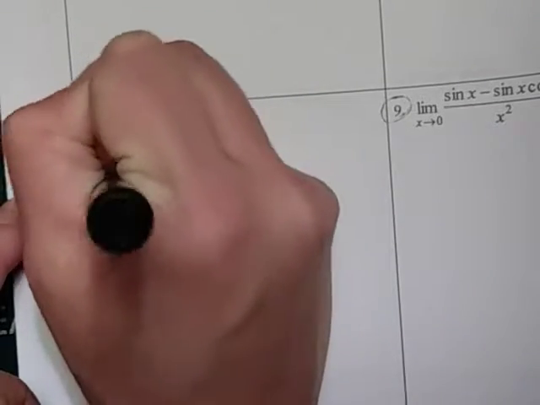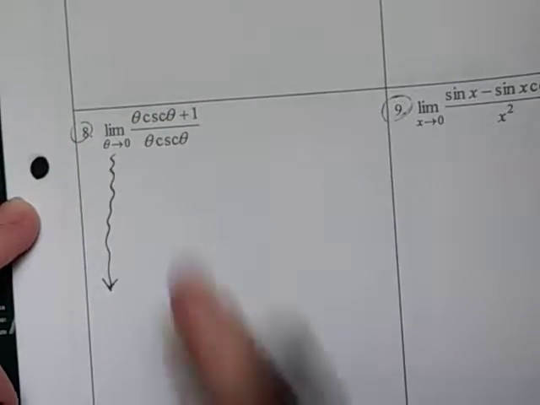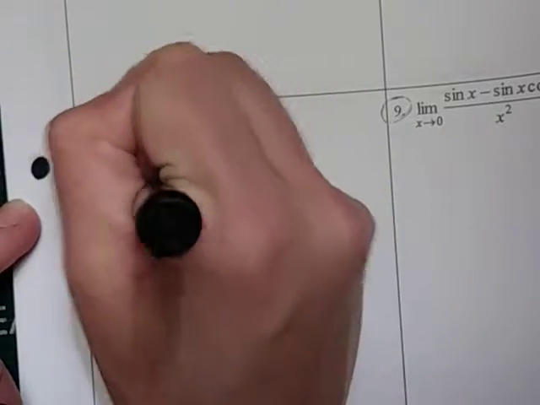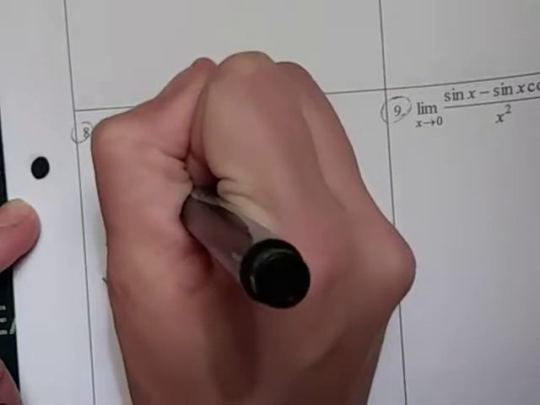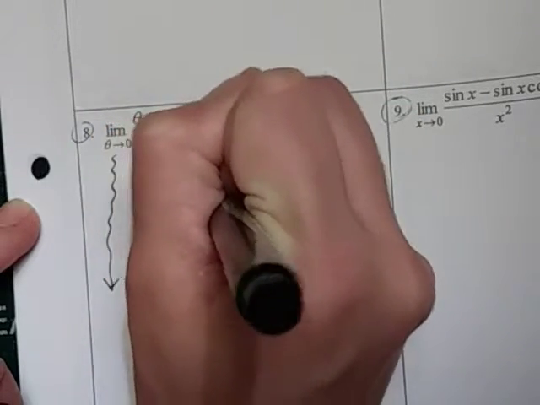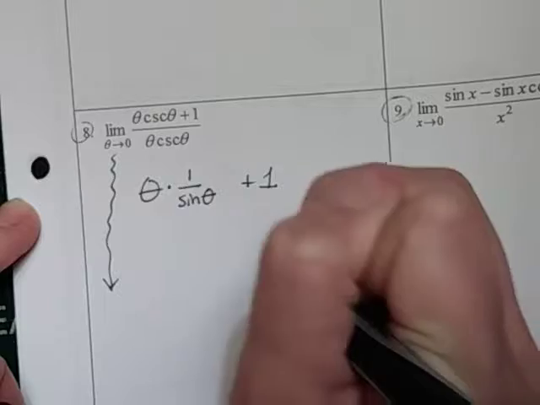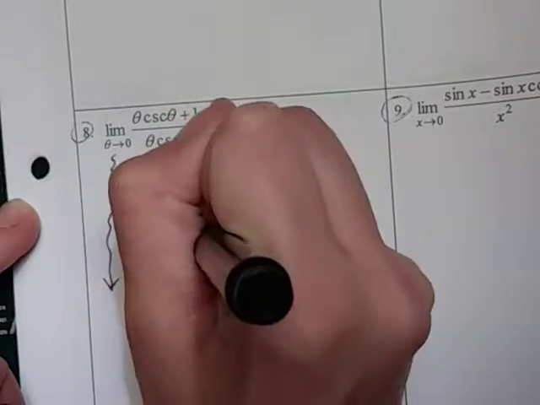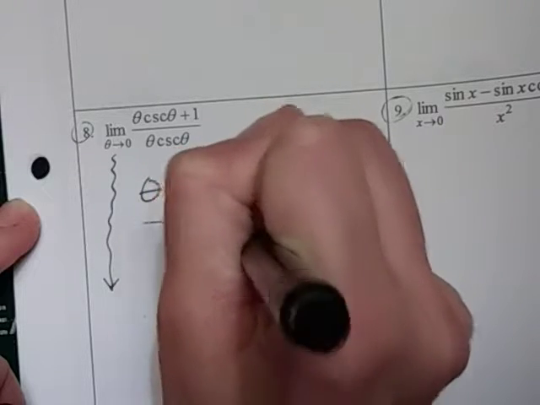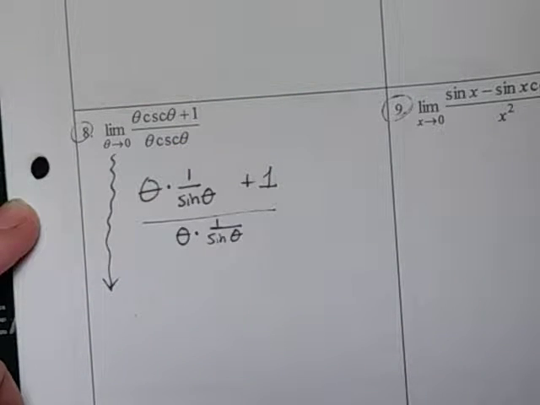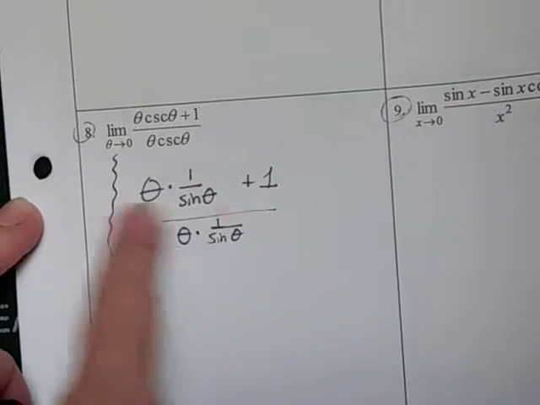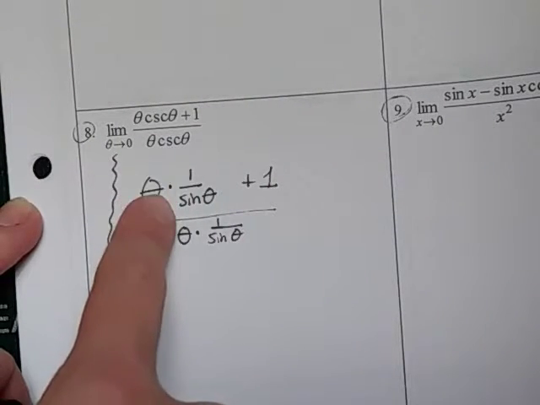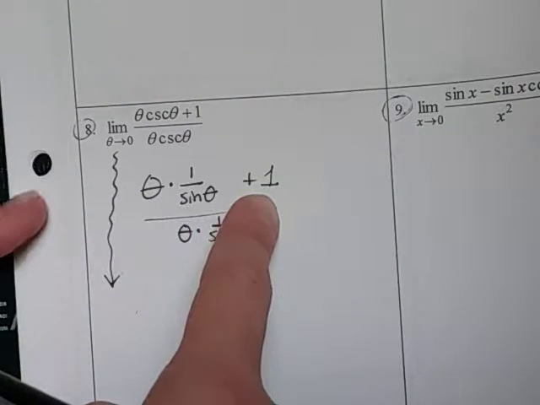And again, I'm just going to kind of draw that limit down, like it's there the whole time, I promise. So here we go. We have theta out front stays, times 1 over sine theta plus 1 all over theta times 1 over sine theta. There we go. Now, up here, I'm going to bring these guys together so it's one fraction, and I'm going to try to add the 1 to it.